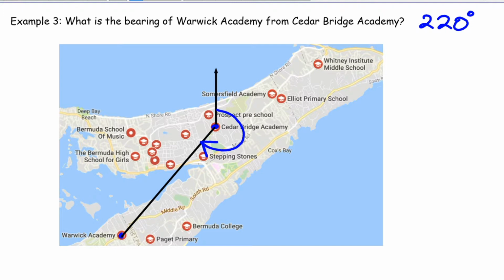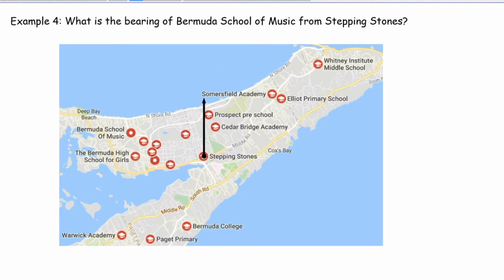Example 4. What is the bearing of Bermuda School of Music from Stepping Stones? Stepping Stones is here, Bermuda School of Music is here. What I need to do is join the 2 points. So basically, take a straight line and join the 2 points. Oops, now it should be a straight line. Try again. I don't know what's happening. We'll try again. So grab a straight line.